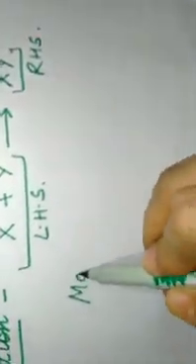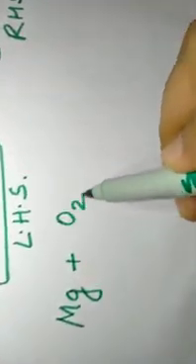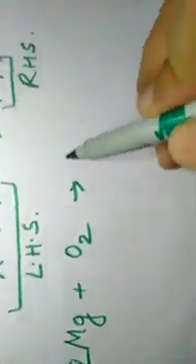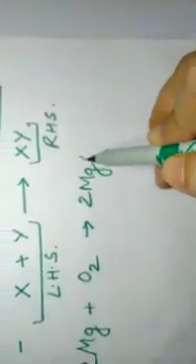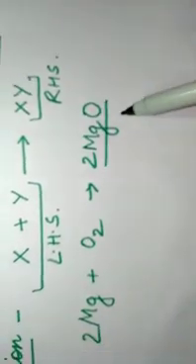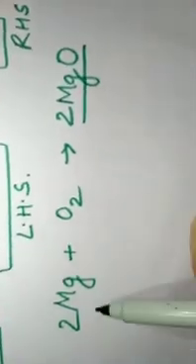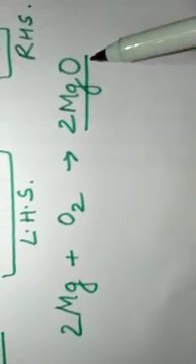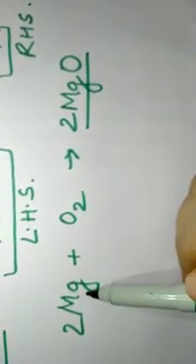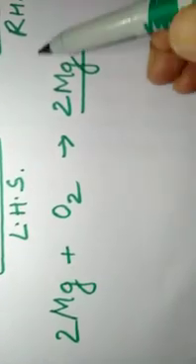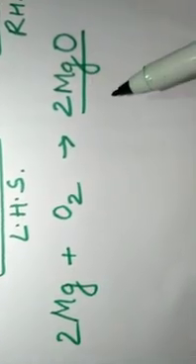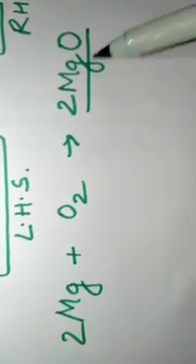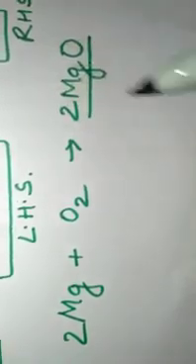For example, magnesium burns in the presence of oxygen to form magnesium oxide. So this is a single product, which means this is a combination reaction. Magnesium combines with oxygen and forms magnesium oxide. Magnesium is an element, oxygen is an element, and this is a compound. I hope all of you know the difference between elements and compounds. Elements join together to form compounds.